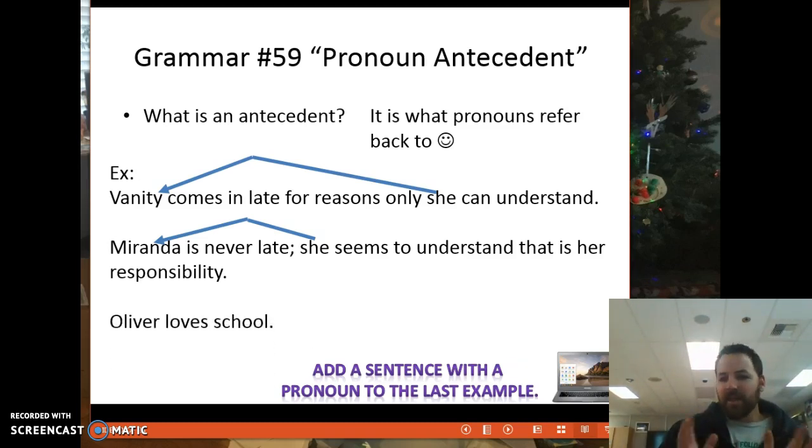Uno mas example, but I'd like you to generate a second sentence here. Oliver loves school.